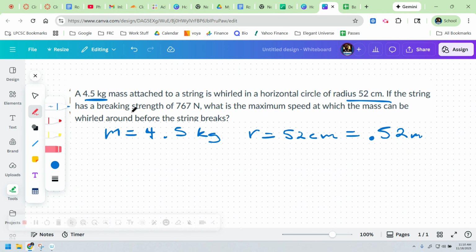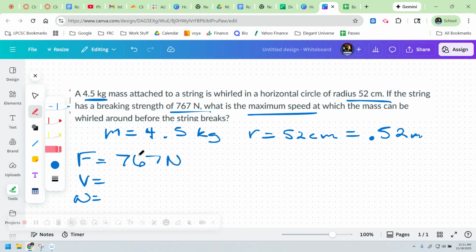And then the braking strength, the force, has to be equal to 767 newtons. What's the maximum speed? So what's the velocity that this can be hurled at, or does it say maximum speed? So this we have to figure out, are they talking about the angular speed or the tangential speed?